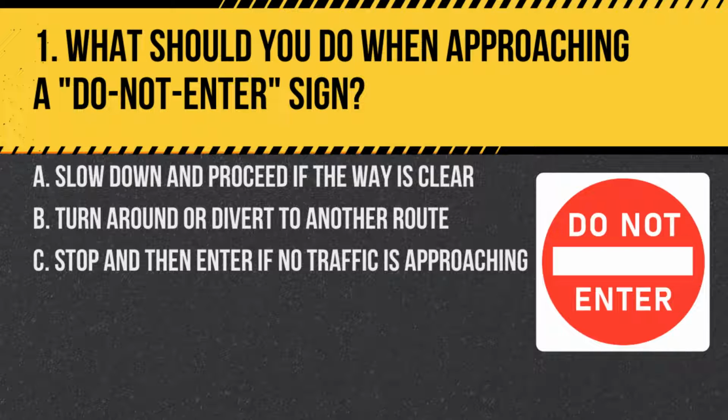Question 1. What should you do when approaching a do not enter sign? A. Slow down and proceed if the way is clear. B. Turn around or divert to another route. C. Stop and then enter if no traffic is approaching. Answer B. Turn around or divert to another route. A do not enter sign indicates that the road is closed to entering traffic, and drivers should not proceed forward.